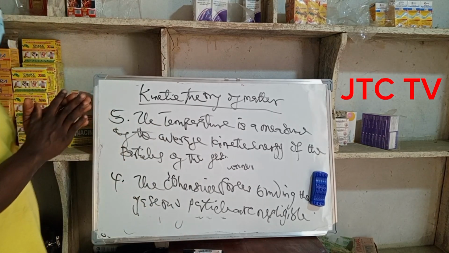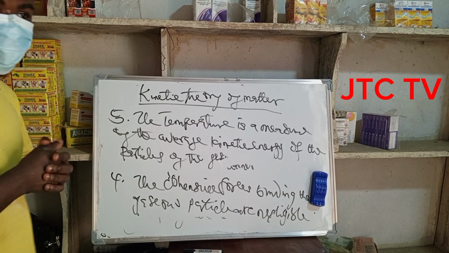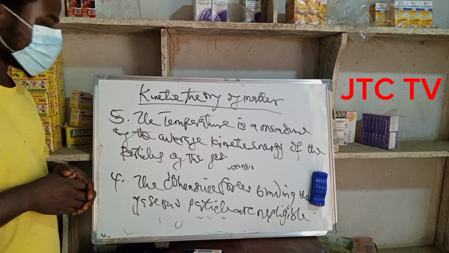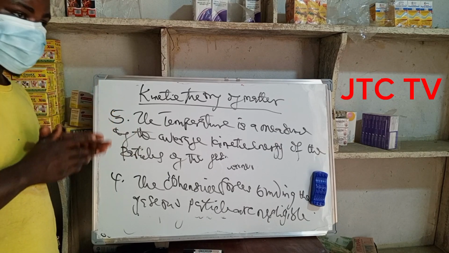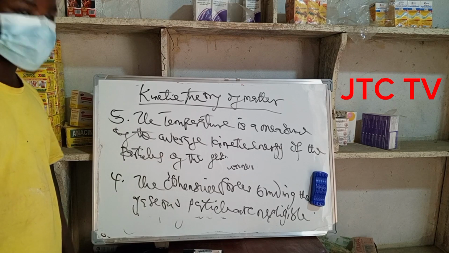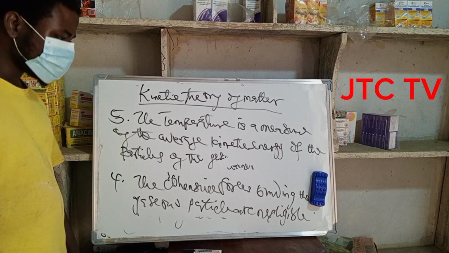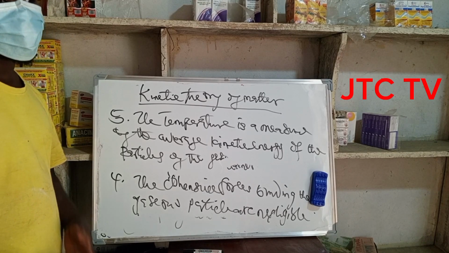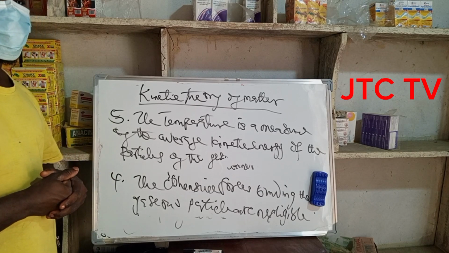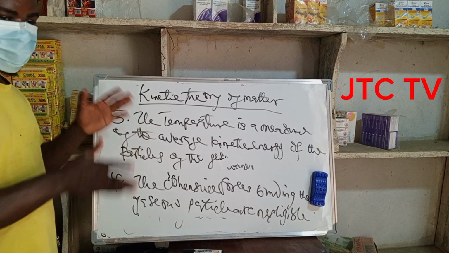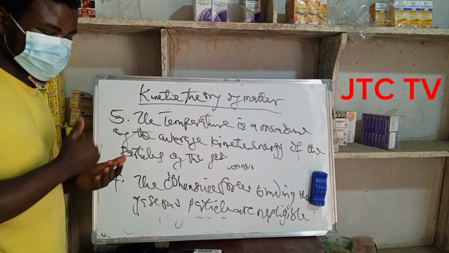So these are basically the kinetic theory of gases. The particles of the gas are in constant motion, colliding with one another and with the walls of the container. The second states the collisions of these gaseous particles are perfectly elastic. The third states that the volume of these gaseous particles is negligible compared to the volume of the container. The fourth states that the cohesive forces binding the gaseous particles together are negligible. And lastly, the temperature of the gas is a measure of the average kinetic energy of the gaseous particles. So that's basically the kinetic theory of what? A gas.